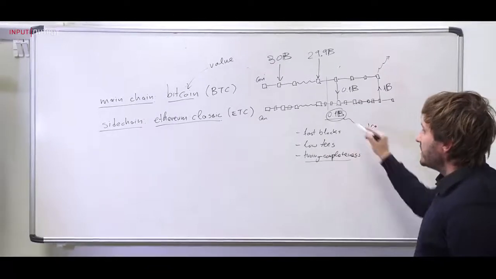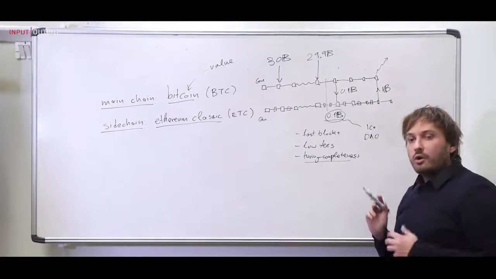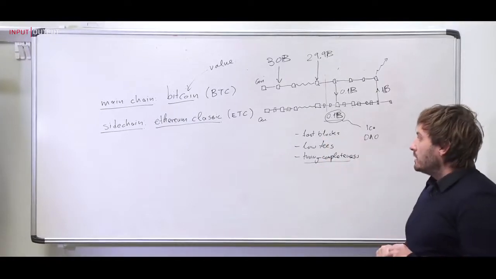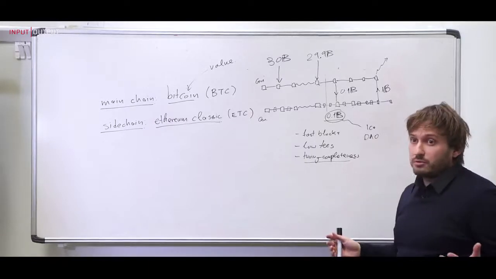And the usefulness is that while the 0.1 Bitcoin lives on the Ethereum Classic blockchain, all of these features are very useful. I can just use them, and they were not available before.